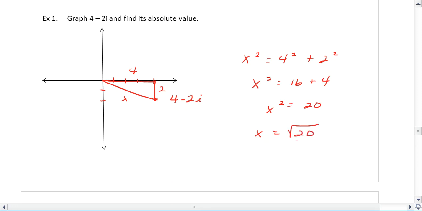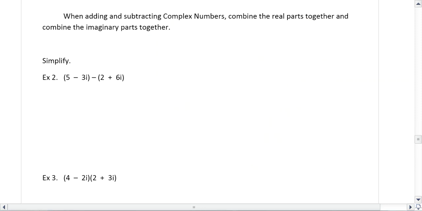Now you'll notice I did not put plus minus. We are finding a distance. We are only interested in the positive root here. But as usual, we can simplify this. We notice that it has a 4 in it, 4 times 5. So x becomes 2 square root 5, which is defined to be the absolute value of that imaginary number.